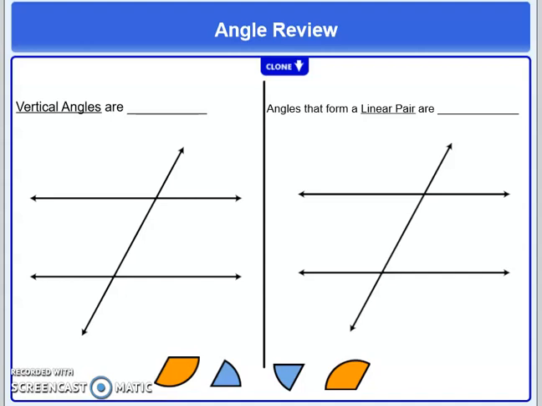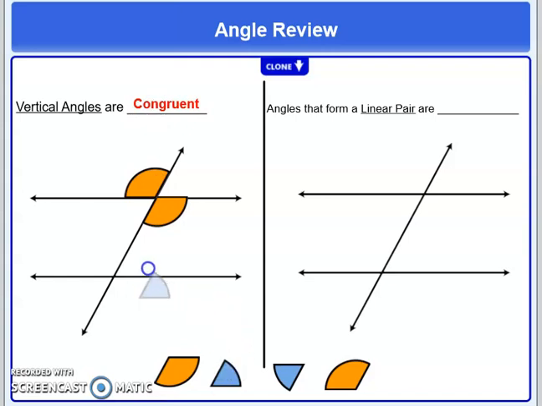So we have what are called vertical angles. Okay, and vertical angles look like this, where they're opposite of one another. So notice how these orange angles are vertical angles? Well, if you look at it, they're both orange and they're the same color, right? Which means that vertical angles are going to be congruent.